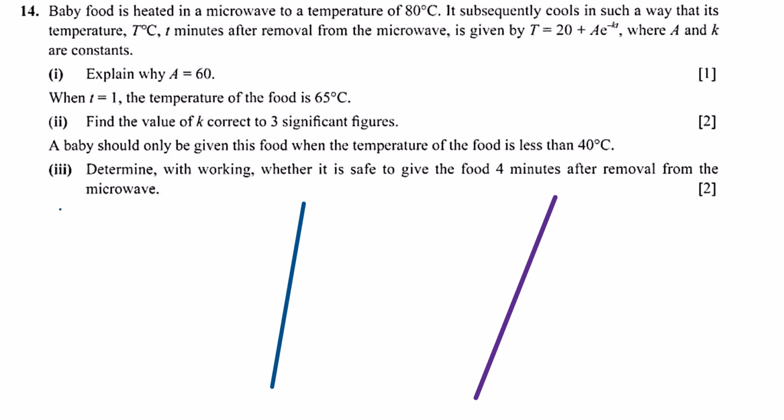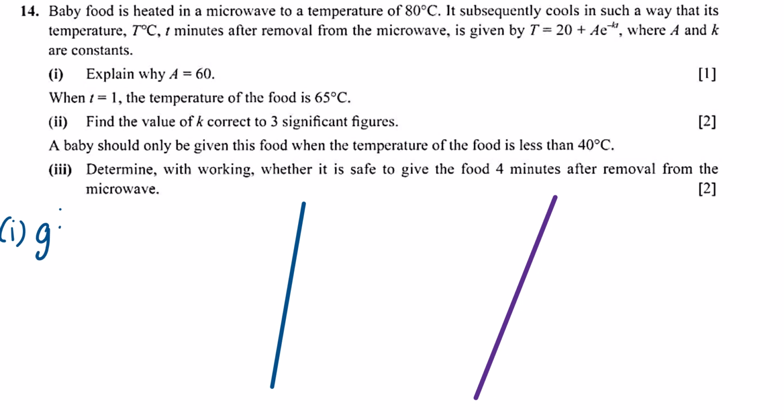Right, let's look at the next question. The next question involved baby food. This baby food is heated in a microwave to a temperature of 80 degrees Celsius, and then subsequently cools in such a way that its temperature T degrees Celsius, T minutes after removal from the microwave, is given by a certain equation. The equation is T equals 20 plus A e to the power of negative kt, where both k and A are constants. For part 1, we are asked to explain why A equals 16.